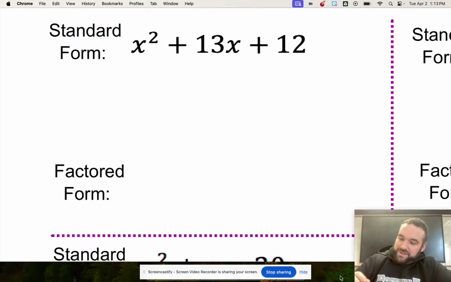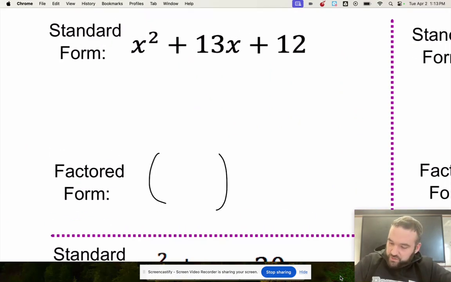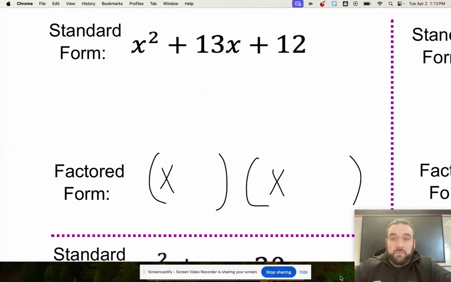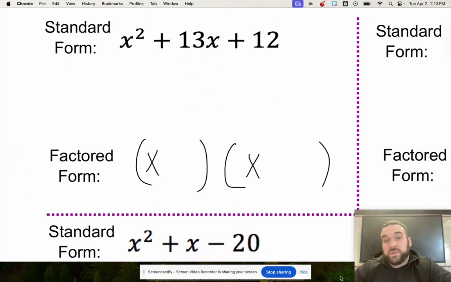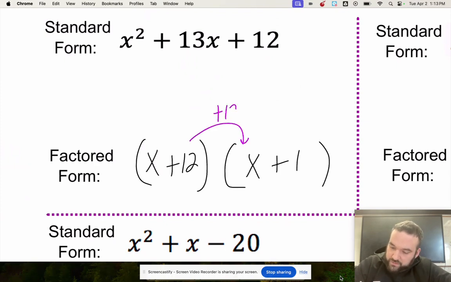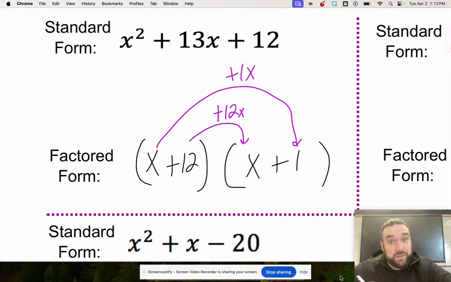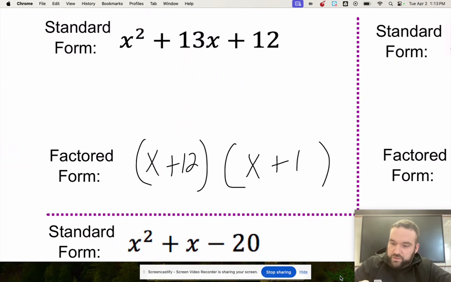For x squared plus 13x plus 12, I know it's going to start with x and x. Multiplies to 12: 12 and 1, 2 and 6, 3 and 4. But if I'm going to make 13x, I do need plus 12 and plus 1. Because here I would have 12x, here I would have 1x, and together that would make 13x. So there's my answer for that one.